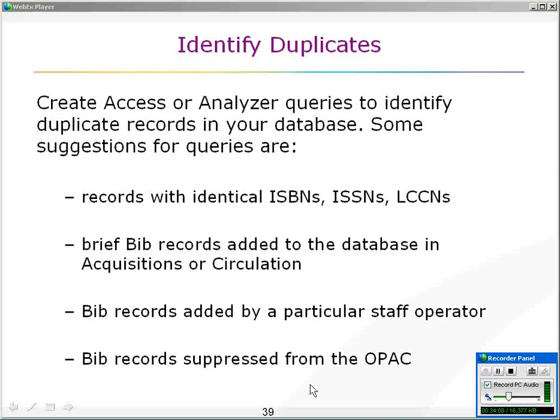And then, of course, bib records that are suppressed from the OPAC because of duplication. Things just getting into the database because they might be there for a whole variety of reasons. And of course, there are other possibilities as well. And I will encourage any and all of you to be thinking about these things, sharing them maybe with me so I can share them with others. And go on from there.